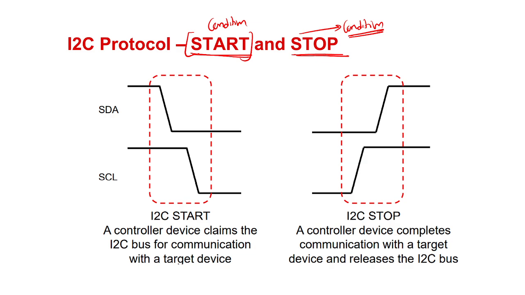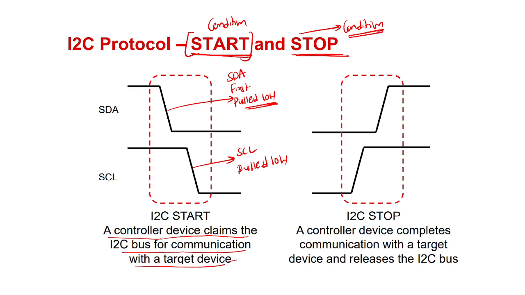Start condition means SDA will be pulled low first. After that, SCL will be pulled low during the start condition. See here. This is for the controller device to claim the I2C bus for communication with the target device.